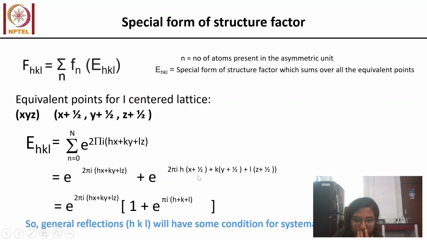If you split this, it will be hx plus h by 2, ky plus k by 2, and lz plus l by 2. This hx plus ky plus lz term is common, because it is in both terms. So you can take the hx, ky, lz part out, and take common from the two terms this part.